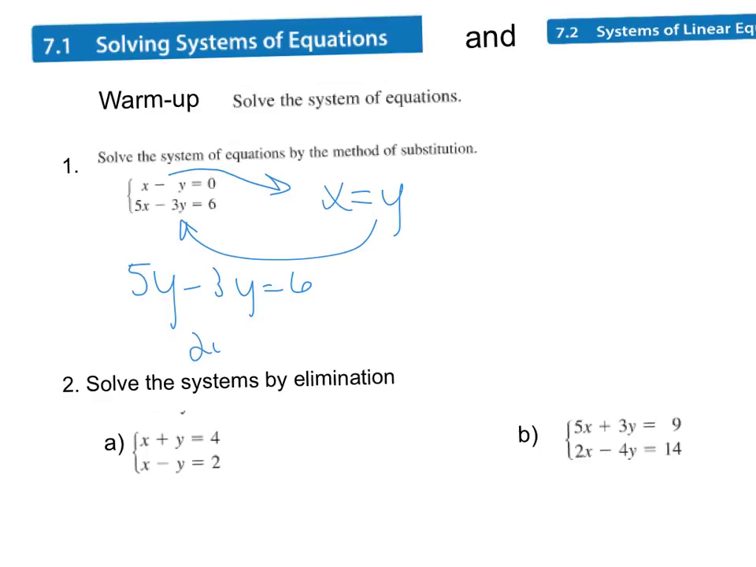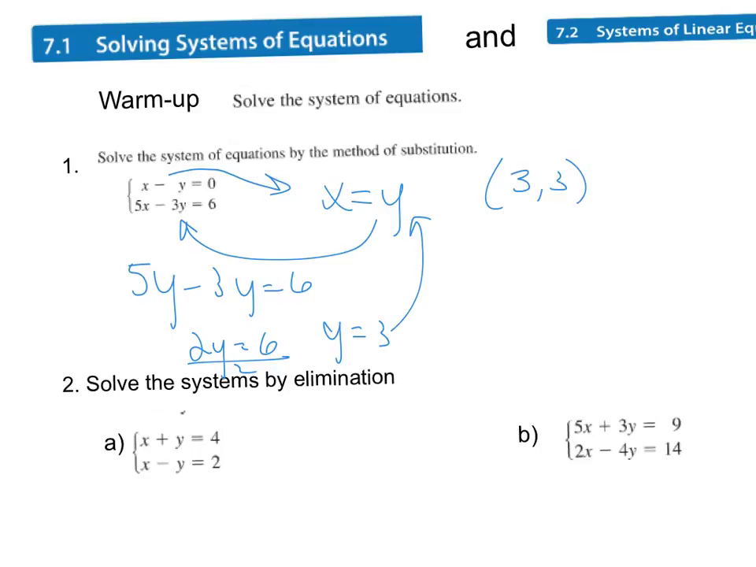Simplify, so we get 2y equals 6, divided by 2, so y equals 3, and then plug that in for either equation to solve for x. Now, what's nice is I know that x equals y, so my coordinate for my solution is 3, 3.